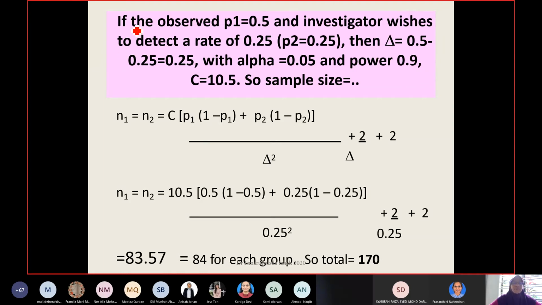The investigator wishes to detect a rate of 0.25 for group 2. The P1 for population 1 is 0.5, and the investigator wishes to have population 2 at 0.25. Then delta is 0.5 minus 0.25, alpha 0.05, and power 0.9. C equals 10.5. So you calculate the sample size as 84 for each group, so the total is 170.